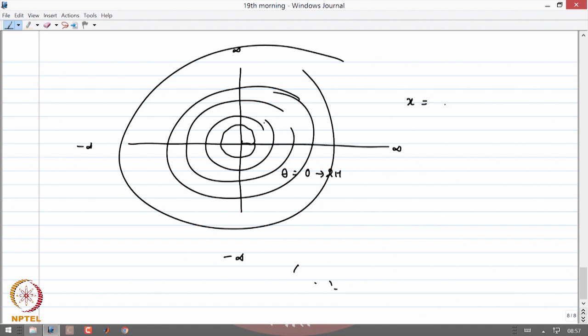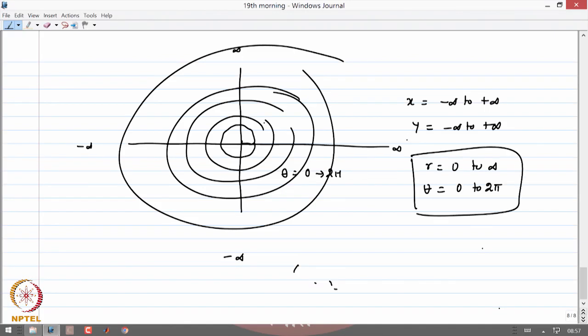Therefore the integral with the limits x equal to minus infinity to plus infinity, and y equal to minus infinity to plus infinity, is equivalent to the integral with the limits r equal to 0 to infinity and theta equal to 0 to 2 pi for each r. Therefore, r goes from 0 to infinity. So the integration over the entire plane is done either in the polar coordinate system or in the Cartesian coordinate system.